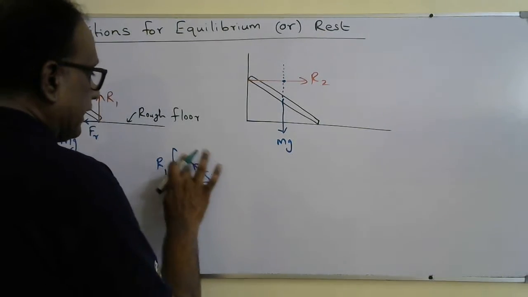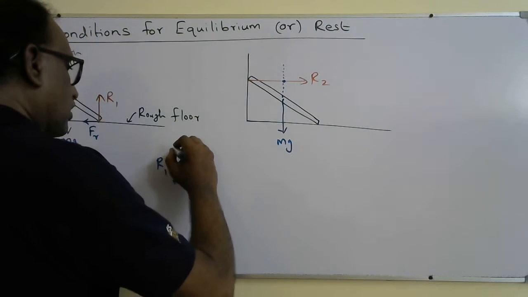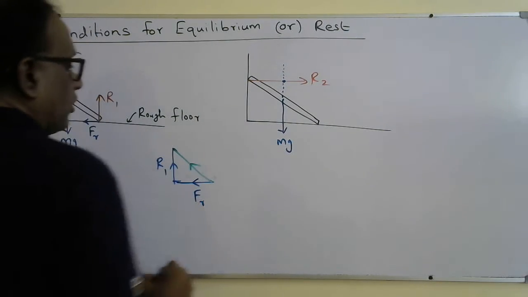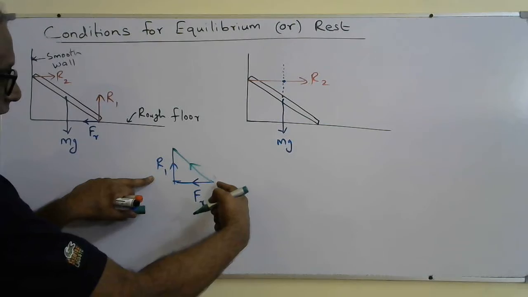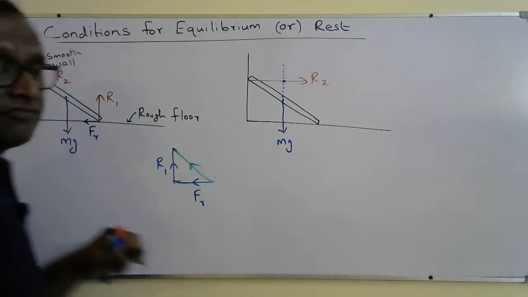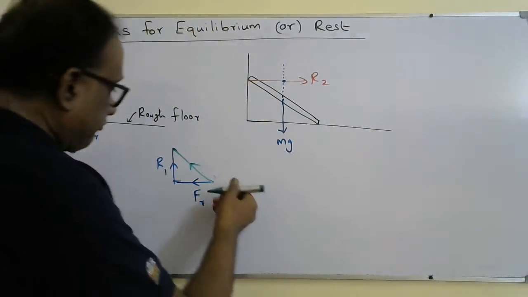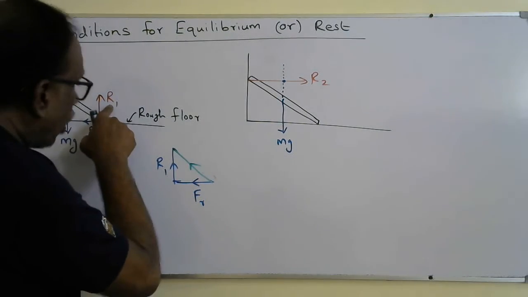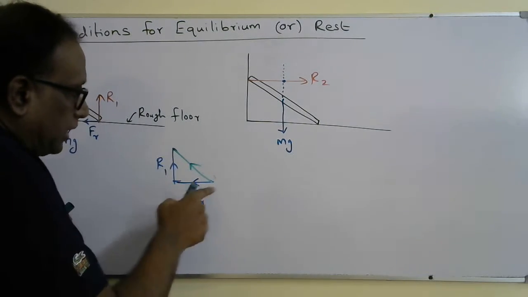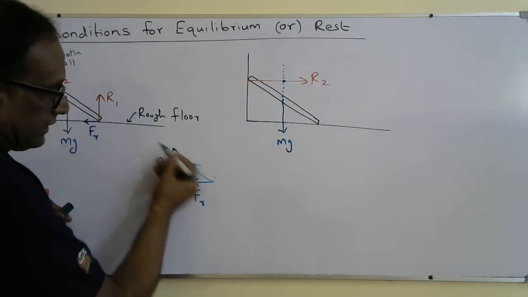Okay, I'll draw with green. So that is the resultant of FR and R1. FR is acting left. If I sketch a vector diagram, FR is acting left, the normal reaction from the floor is acting up. So the resultant of these two should act this way.